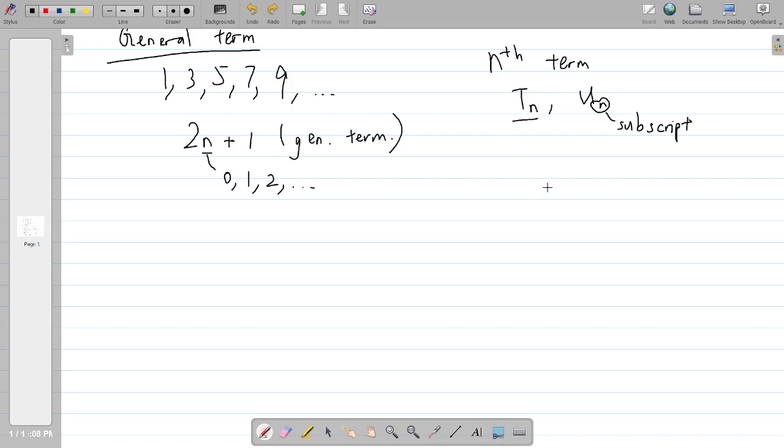So we can say that the nth term, or the Tn of the sequence, is 2n plus 1, where n starts at 0. So n is at least 0, and of course n has to be an integer because we're not dealing with a half term or a pi term. That doesn't make sense to us. We're looking at integer terms here.